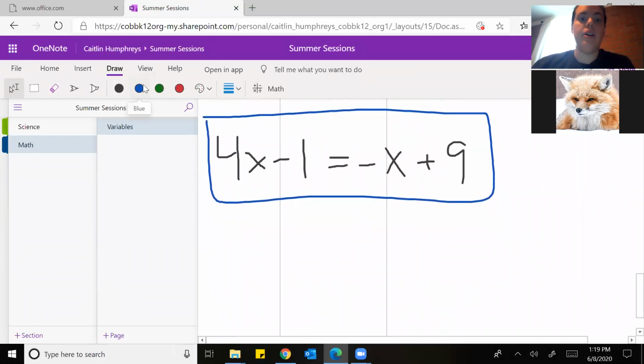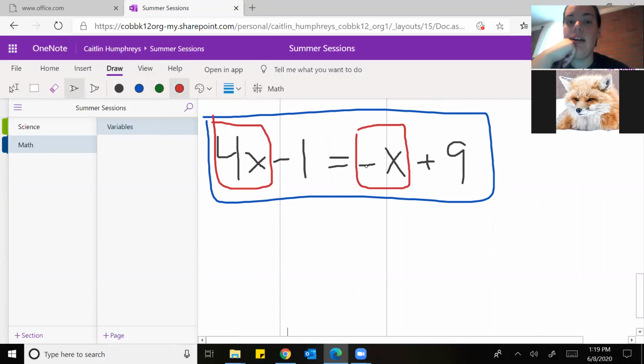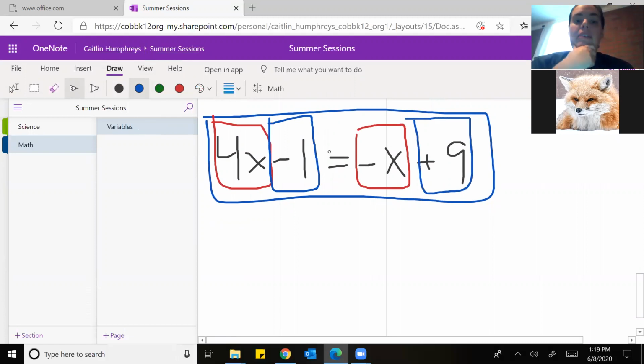So let me get this as the full screen. So we're going to find our common or our like terms. We have 4x and negative x. Remember, the symbol in front of the number goes with it. Then my other real numbers, I have negative 1 and 9. So remember, my first tip was to always move the lesser of the variables. So which number is smaller, 4 or negative 1? Feel like Dora the Explorer. Good job, negative 1. So I'm going to move the negative 1 to the left rather than moving that 4.